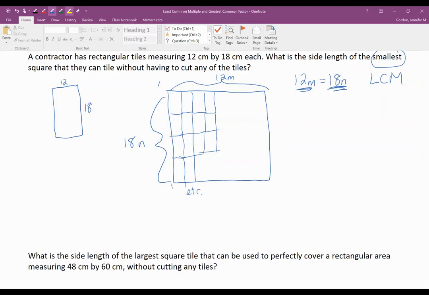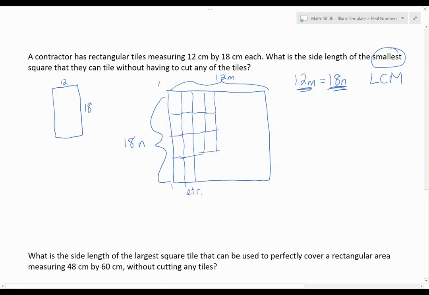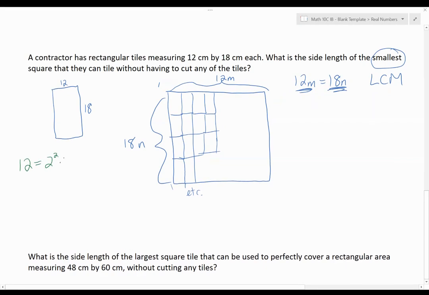For that, I'm going to consider the prime factorization. Now, these numbers are small enough that you could just list multiples of 12, list multiples of 18, and hope to find the smallest one pretty quickly. But I can be a little more efficient at that if I say, well, 12 is 3 times 4, which is 2 squared times 3. And 18 is 2 times 9, so 2 times 3 squared.